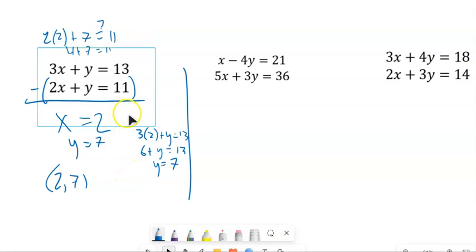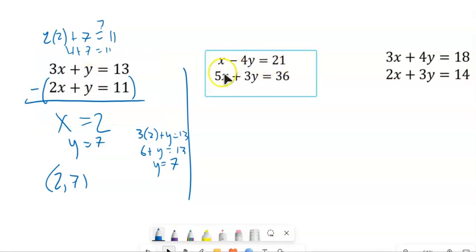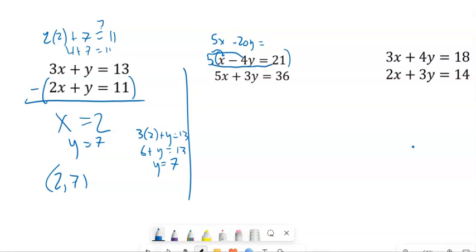Great, so this is really convenient when I have a y and a y that are both the same. But notice on this one, I've got a 5x and an x. I want this x to go away. I could get away with the y, but I think I'm going to make the x go away. If that were a 5y, I could subtract and I'd be in good shape. So I'm going to multiply this equation by 5, both sides. It's still equal to the same amount. It now becomes 5x minus 20y equals, let's see, 5 times 21 is 105.